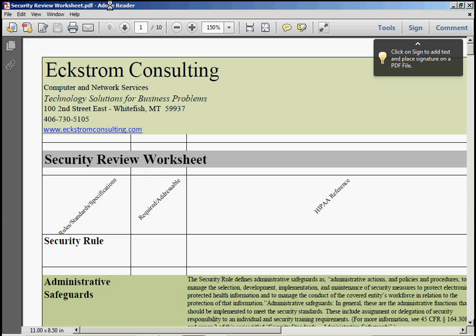I'm not going to go through each of these sections. We'll be doing that in our weekly HIPAA security rule tips of the week, but I will show you how to use this worksheet.